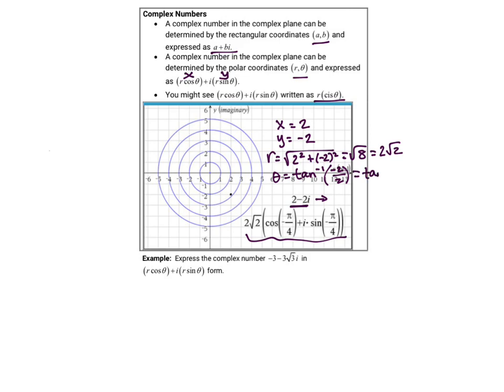So tangent inverse of negative 1 on the interval from negative pi over 2 to pi over 2 is going to be negative pi over 4. That's our theta. So if you can get those numbers, you can see where they place them.